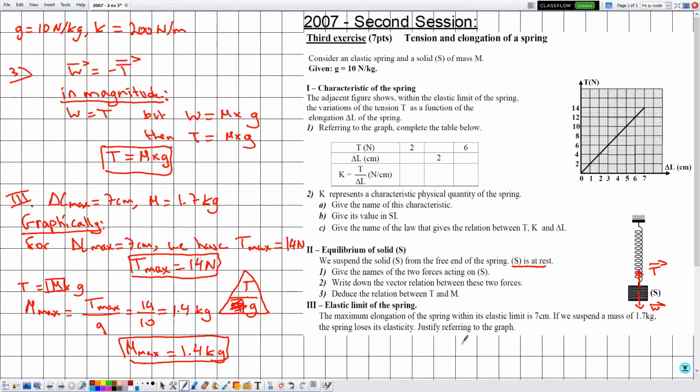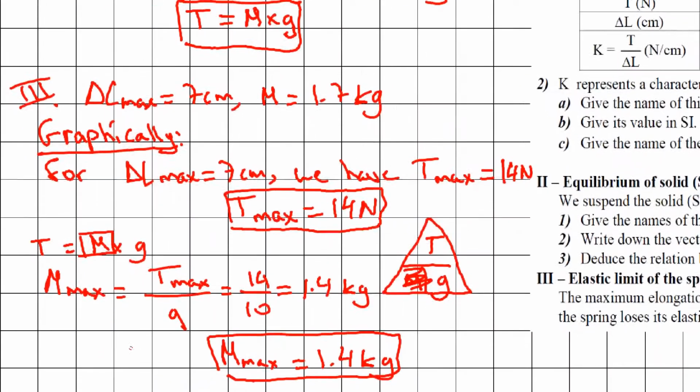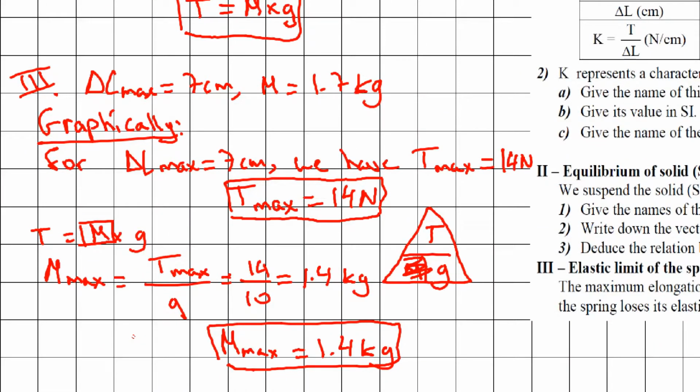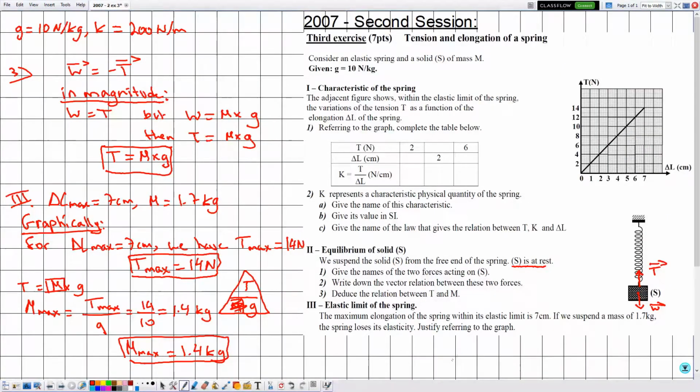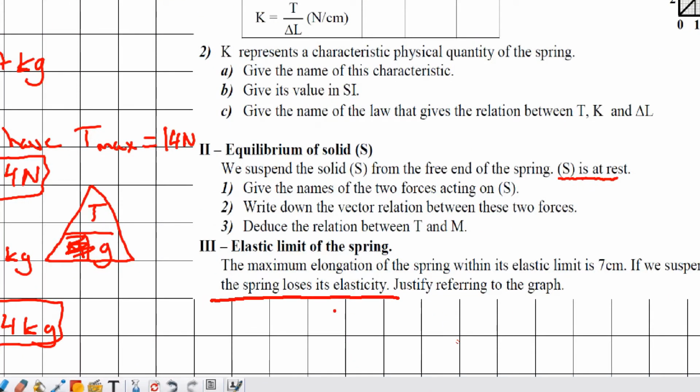Now we can answer this question. So notice that the mass to be suspended to the free end of the spring balance is 1.7 kilograms, whereas the maximum mass that the spring can handle or measure is 1.4 kilograms. So notice that because 1.7 kilograms is greater than 1.4 kilograms, for this reason the spring loses its elasticity.